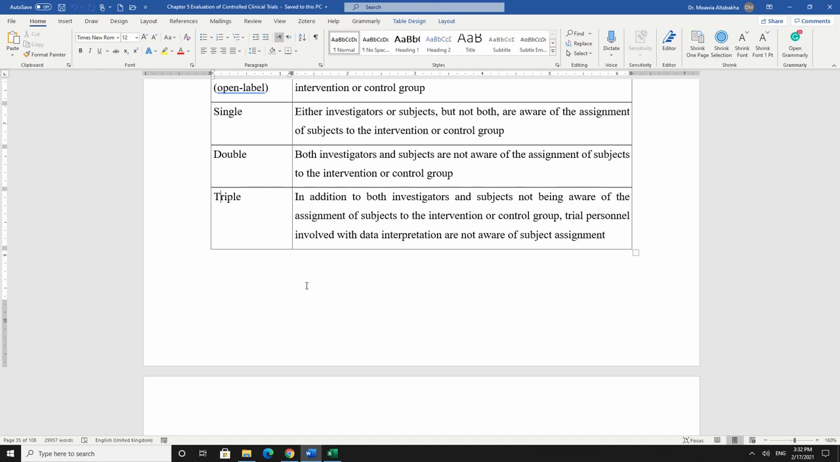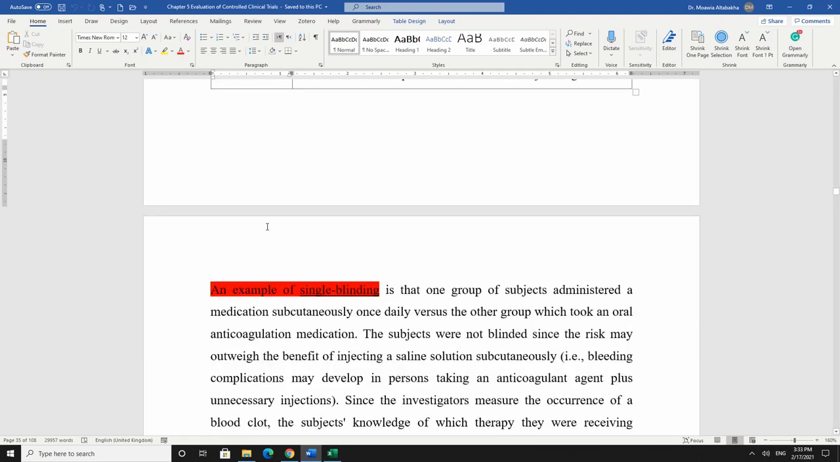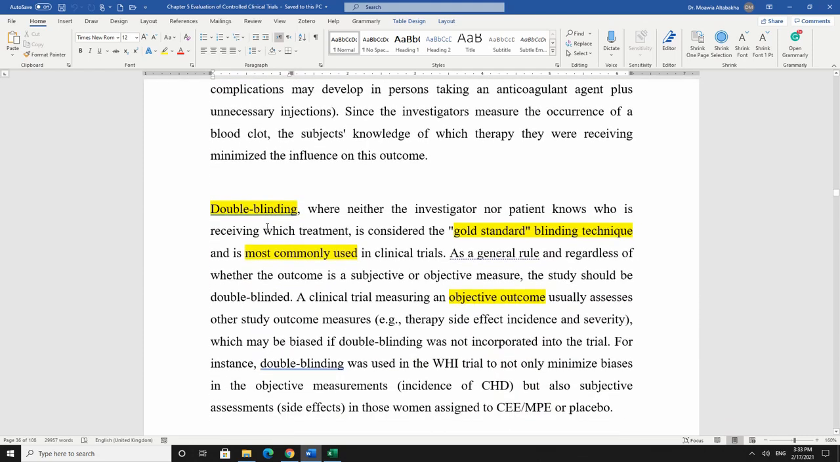So myself as investigator and you as the one who's collecting the data, you are not aware if this subject is taking the placebo or the drug, and also the patient is not aware. So the patient or the subject is not aware, the data collecting personnel are not aware, the investigators are not aware, so no one is aware of who's taking what. In this case they refer to it as triple blinding.